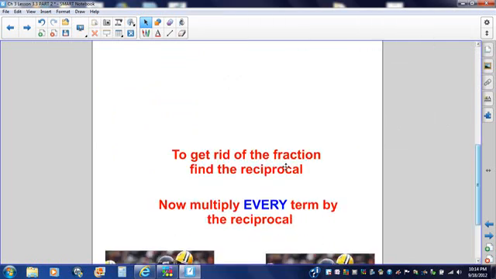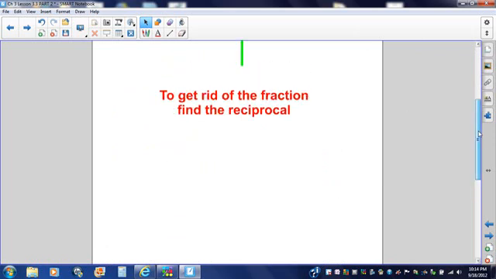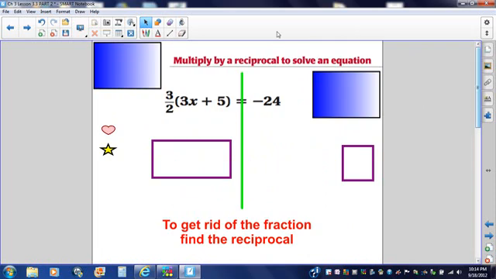So, here's a thought. To get rid of the fraction, let's find the reciprocal. So the reciprocal of 3/2 would be, very good job, 2/3. You take the 2, send him to the top, and you send the 3 to the bottom. We're just flipping the fraction. So the reciprocal would be 2/3.